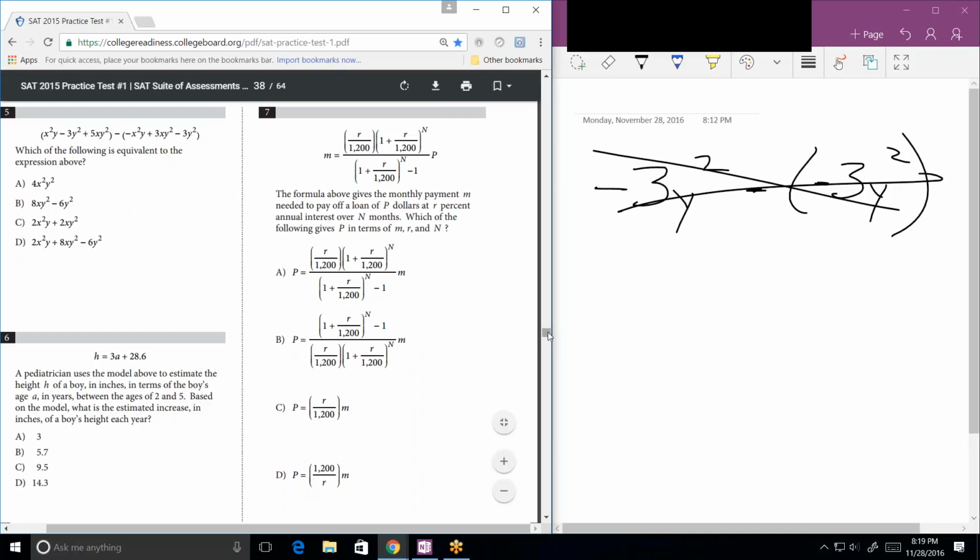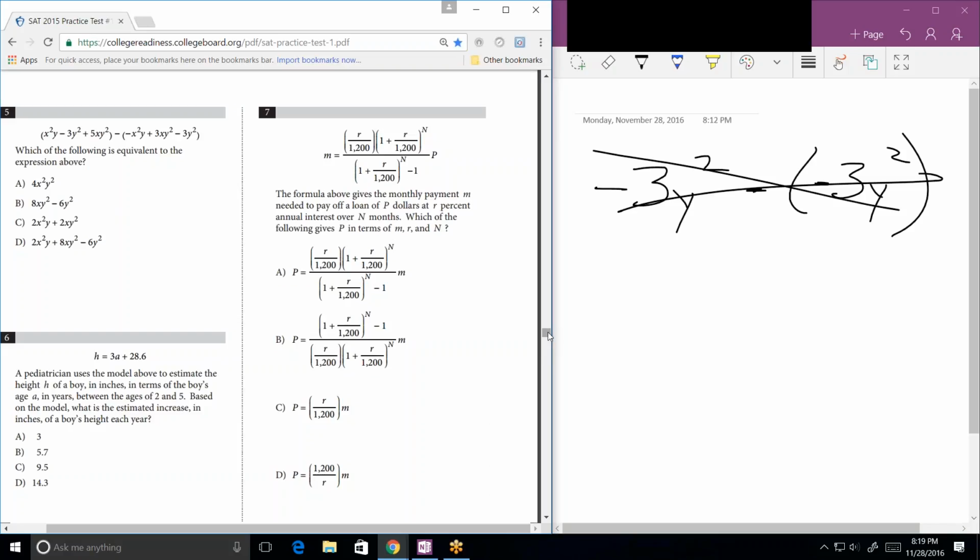Now, have a look at 7. I love 7. 7 is a cool problem. It looks complicated, but that's why it's so cool, because it's not complicated. It is one of the easiest problems there is. Is it really? Yes, it is. And that should be a clue. Notice what you're looking at. It's asking you to solve for P.